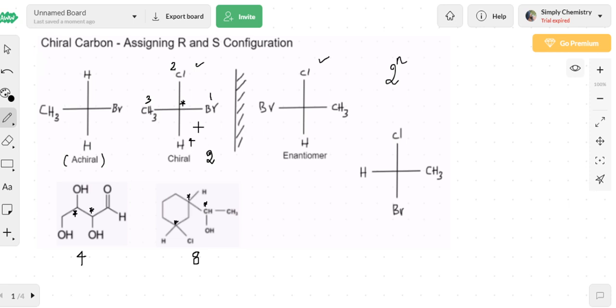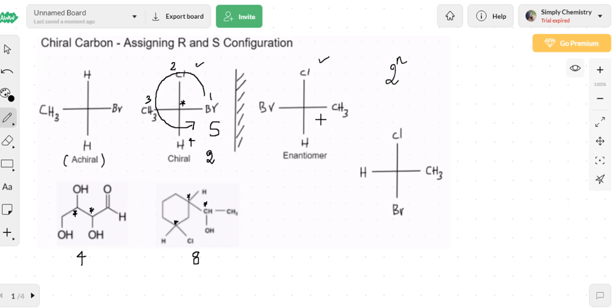You also have to check that the least priority group should always be projected away from you, or in other words, in the Fischer notation, it should be at the bottom. If it is at the bottom, you can directly go on finding the RS configuration. In this case, it goes via this direction, 1, 2, 3. It is anti-clockwise, hence it has S configuration.